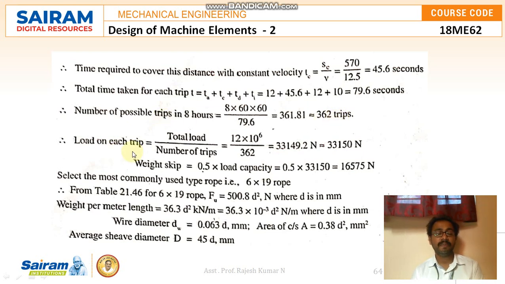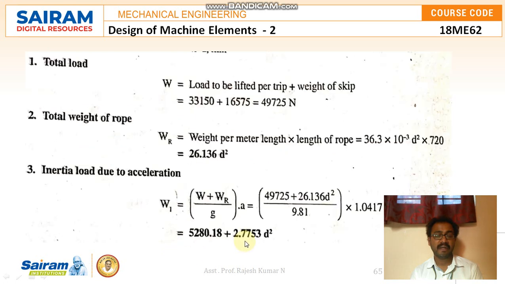And the load on each trip can be calculated by the formula total load divided by number of trips. So that is 33149.2 Newton, approximately 33150 Newton. And the weight of the skip is 0.5 into load capacity. So 0.5 into 33150, it is 16575 Newton. And since the commonly used rope is 6 cross 19, from the table I'll be getting, as in the previous problem also we discussed, the FU value and weight per meter length, wire diameter and sheave diameter. All the values I have taken. So let me start the problem with the formula.